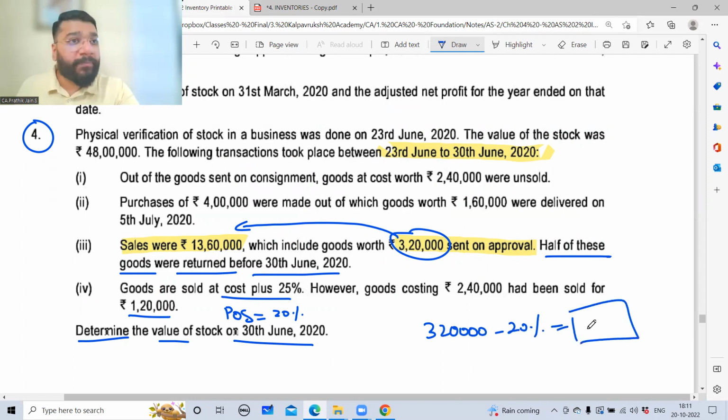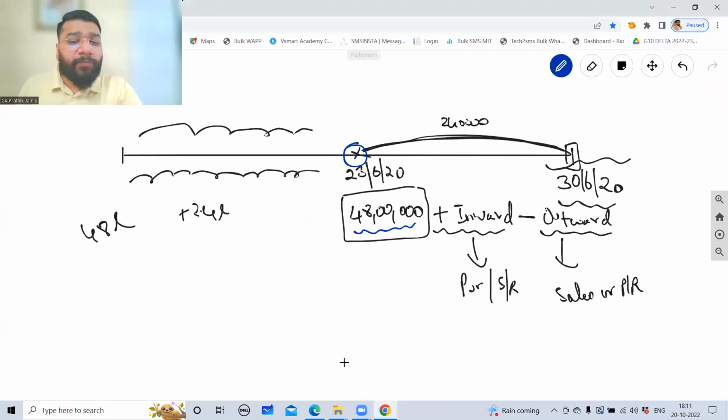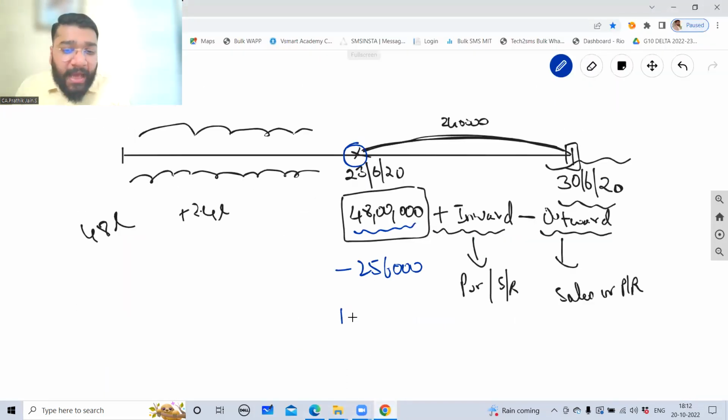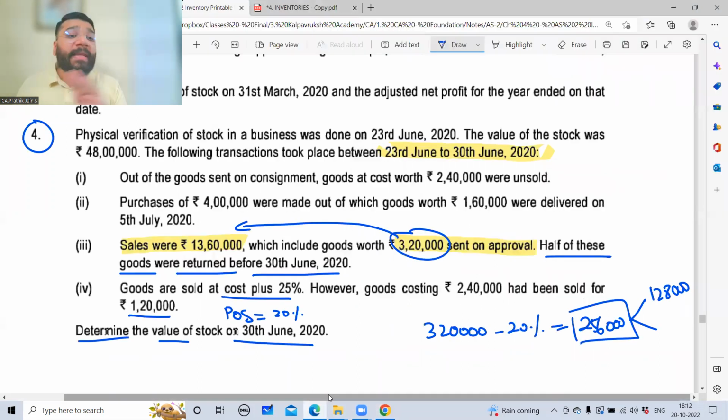So can I say 3,20,000 minus 20% will give me the cost of the goods sold? That is the cost of the inventory, which is how much? 2,56,000. Can I divide by 2? Because 50%, 50%. 1,28,000. Now, can I say from this 48 lakh, 2,56,000 worth of goods would have been sent, because after inventory verification, goods were sent. So from this 48 lakh, I'll minus 256. Then they are telling that half of these goods were returned. If the goods were returned, can I say half of the inventory had come back? So plus 128. And remaining half, no intimation.